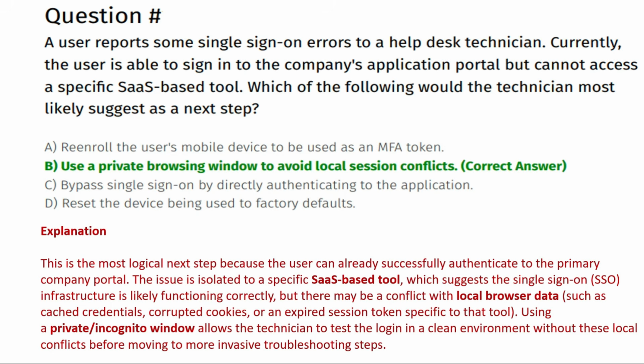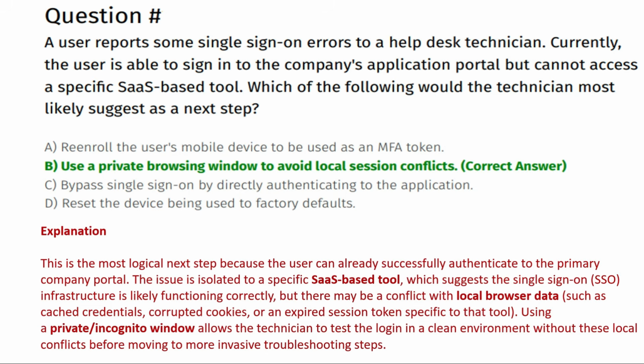A user reports some single sign-on errors to a help desk technician, and currently the user is able to sign into the company's application portal but cannot access a specific SaaS-based tool. So which of the following would the technician most likely suggest as a next step? Option A, re-enroll the user's mobile device to be used as an MFA token. Option B, use a private browsing window to avoid local session conflicts. Option C, bypass single sign-on by directly authenticating to the application. Option D, reset the device being used to factory defaults.